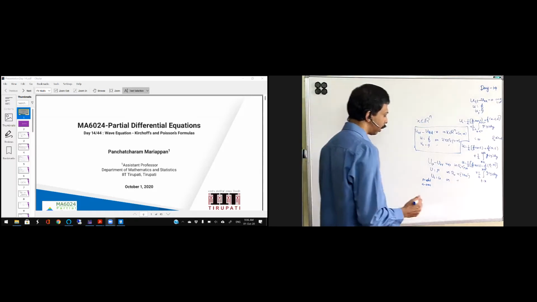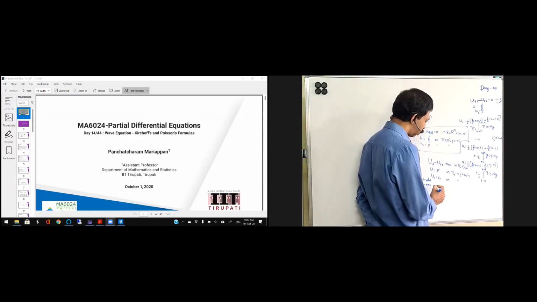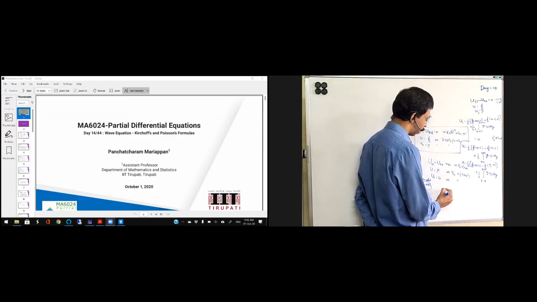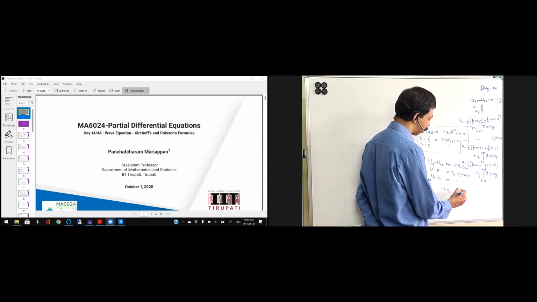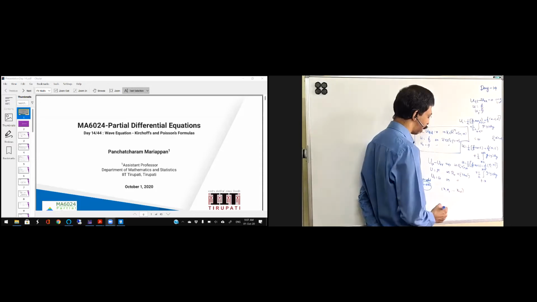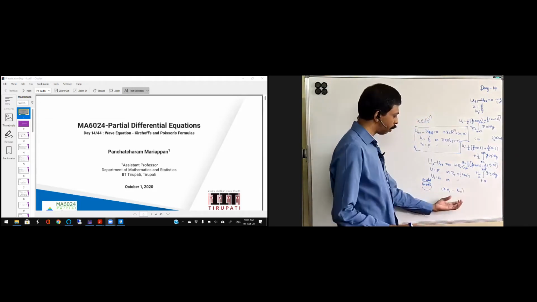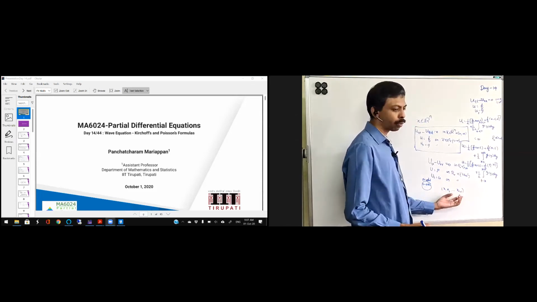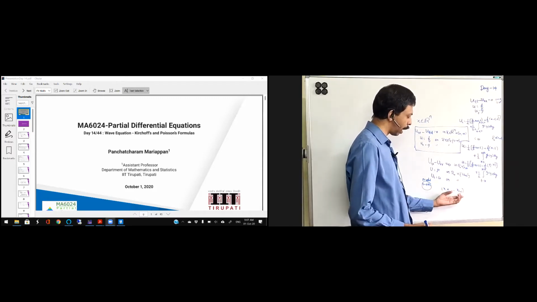When n is even, I will try to solve the problem differently. For example, if n variables are there, I will put one more variable. Now it becomes like the odd case, right? When n is even, n plus 1 is going to be odd.